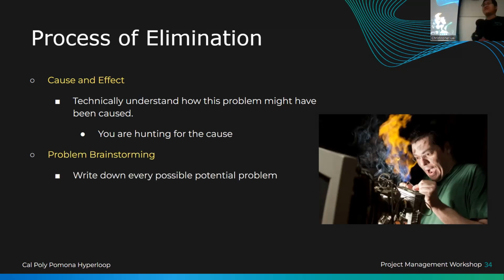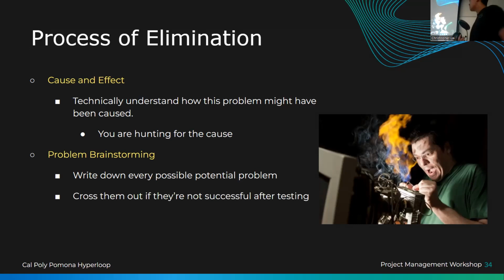Another way you could fix this is you can brainstorm all the different types of problems that could occur, write them down all on a list, and start checking them off if they're not accurate, right? Because eventually you're boiling down to one problem that's the case. You cross them out if they're not successful after testing. So, two methods of solving problems. And the third one's my favorite. But you shouldn't do it all the time.